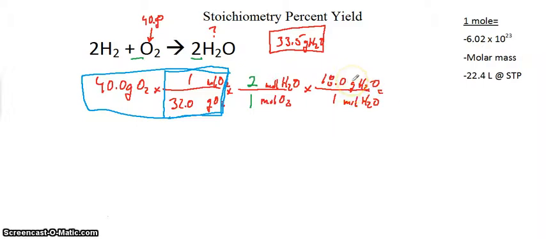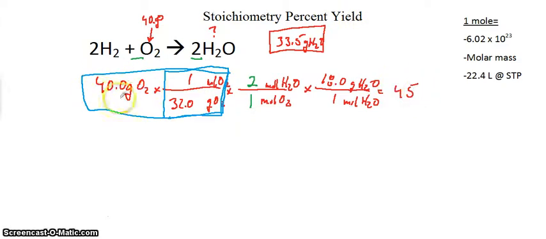So if I go through and do this, forgive me, just for the sake of convenience, I'm going to do this on a calculator. I would go all the way across the numerators, 40 times 2 times 18. I get a syntax error. I must have done something wrong. 40 times 2 times 18 is 1440 divided by 32. I get 45.